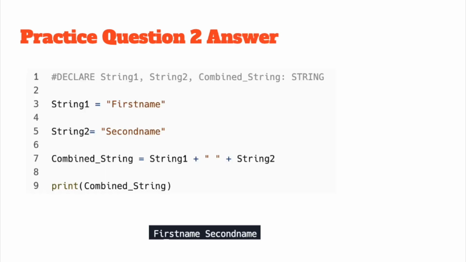Okay, here's one possible solution to the problem. You're going to declare the string1, string2, and combined_string as strings in a comment statement. String 1 is going to be your first name, string 2 is going to be your second name, combined_string is going to be a concatenated version of the two strings plus a space, and then you're going to use the print statement to output the combined_string variable. You should have something like your first name space your second name printed out on screen.